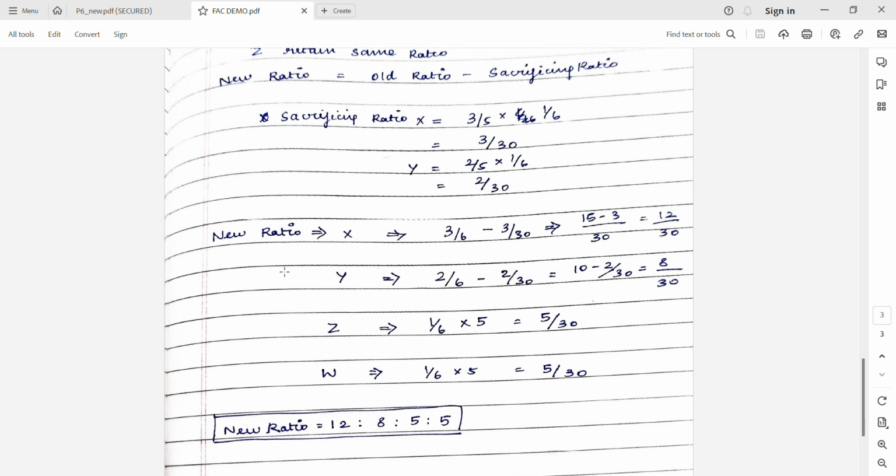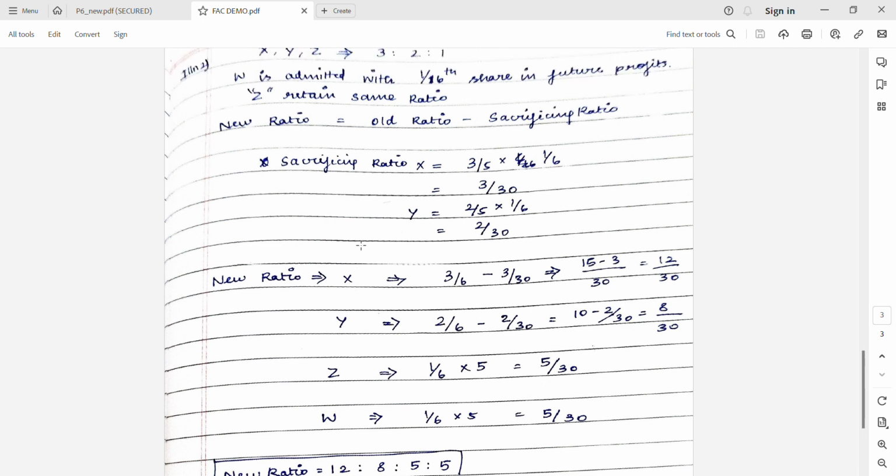The new ratio is equal to the old ratio minus the sacrificing ratio. The old ratio of X is 3/6 minus the sacrificing ratio of X, 3/30. By taking the LCM as common denominator, we arrive at 12/30. Next, Y: 2/6 minus 2/30 gives 8/30. Now X and Y are 12/30 and 8/30 with a denominator of 30.